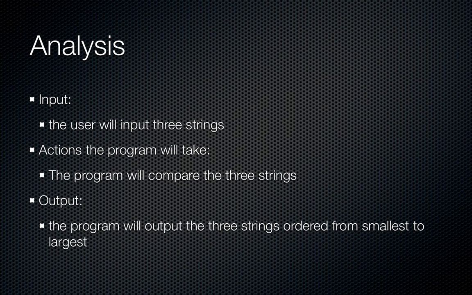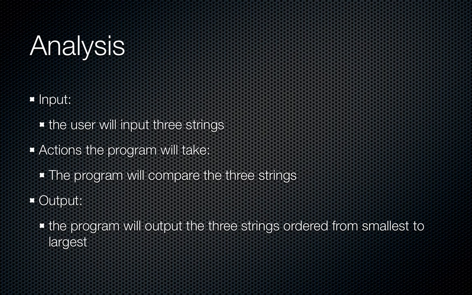The first thing is to try to identify the input the software will need to receive, the actions that the software will need to take, and the output that the software needs to deliver or display to the user at the end. So for the input in this particular problem, the software needs to receive from the user 3 different strings. That's it. It's a simple problem.